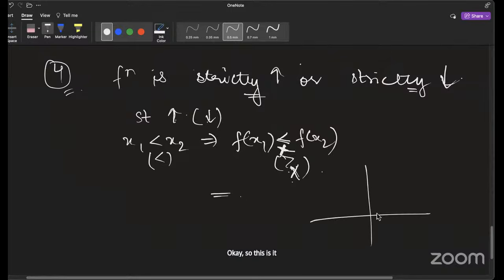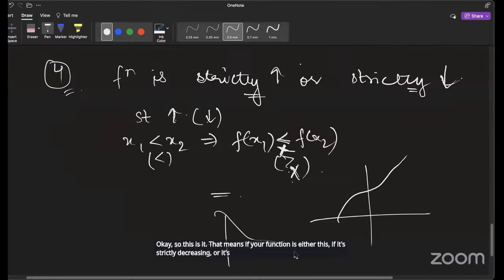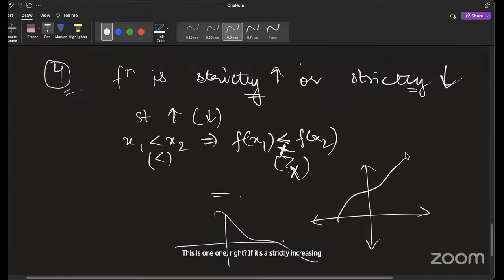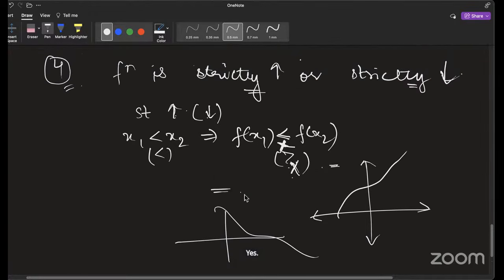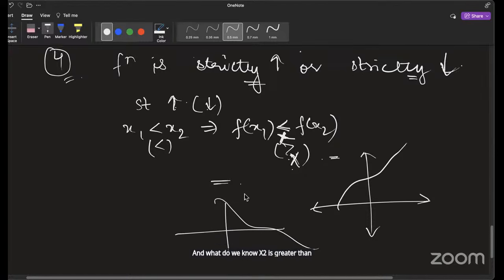That means if your function is strictly increasing or strictly decreasing, then it is 1-1. If it's a strictly increasing function, that's what it looks like. That means at no 2 points can you have the same value. Otherwise, this definition will be violated. Is it fine? Ma'am, what do you mean about x2 is greater than x1?